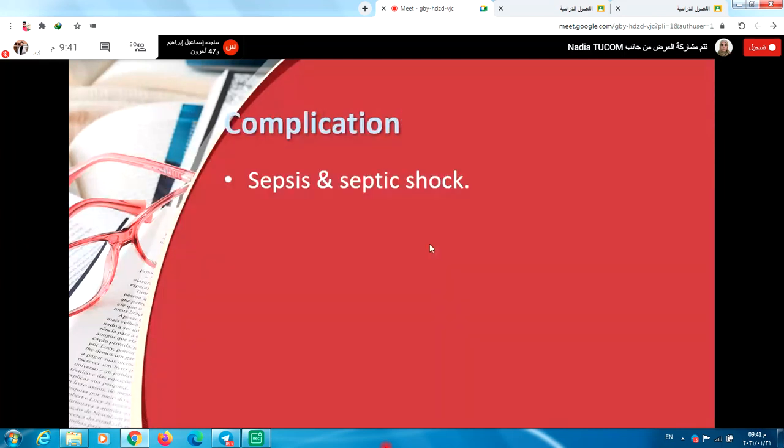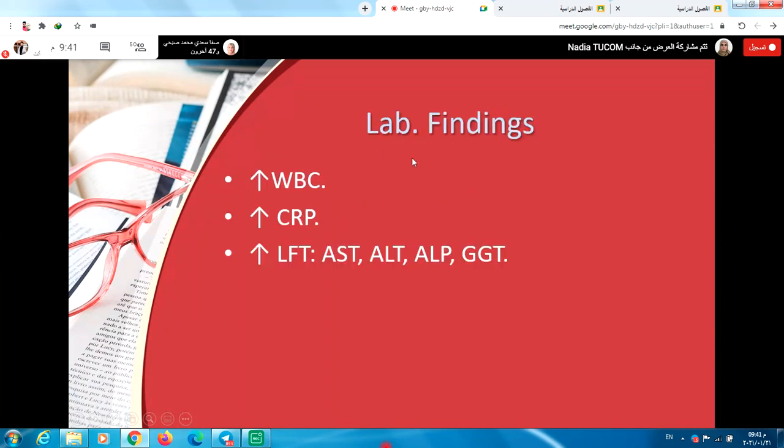Sepsis and septic shock, in which the focus of infection or the colonization of bacteria passes to the blood from the focus of ascending cholangitis. Laboratory findings show evidence of acute infection. White blood cell count is elevated, and there is an increase in C-reactive protein, a serum protein that can be elevated in acute infection or acute stress. And liver function tests, all the enzymes, transaminases, alkaline phosphatase, gamma-glutamyl transpeptidase, are elevated in ascending cholangitis.